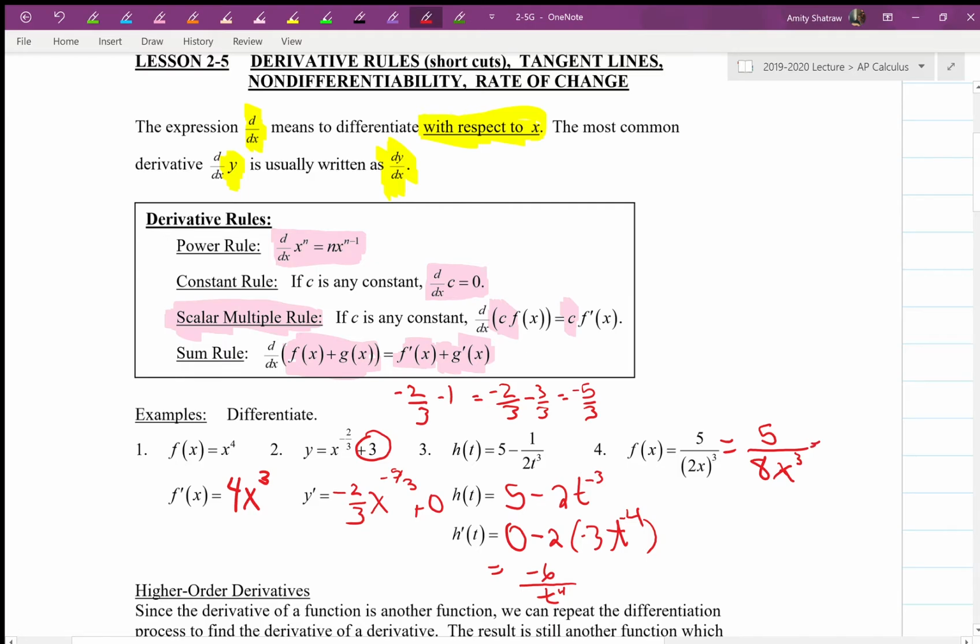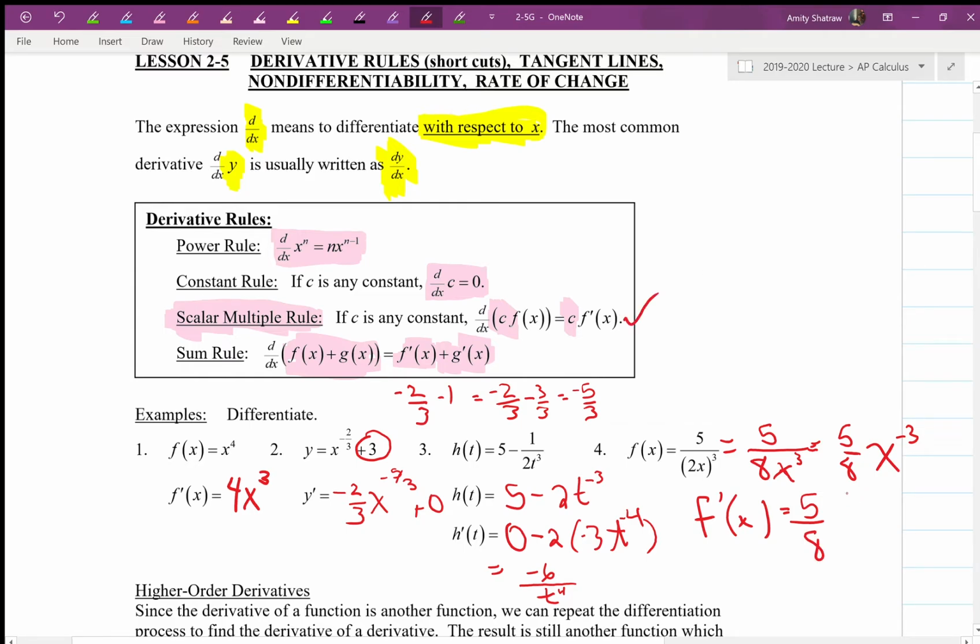So I'm going to say this function is really equal to 5/8, and x is to the negative third power. So when I take the derivative of it, I'll get an f prime of x, and I'm going to have a 5/8 out in front. This is me using the scalar multiple rule.